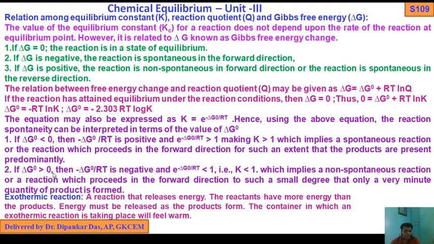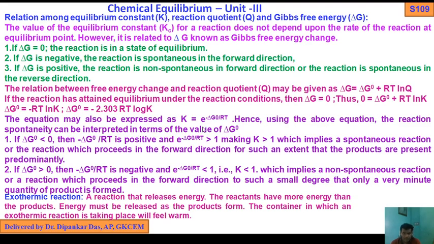If ΔG0 is greater than 0, then minus ΔG0 by RT is negative and e to the power minus ΔG0 by RT is less than 1, that is K is less than 1, which implies a non-spontaneous reaction, or a reaction which proceeds in the forward direction to such a small degree that only a very minute quantity of product is formed.